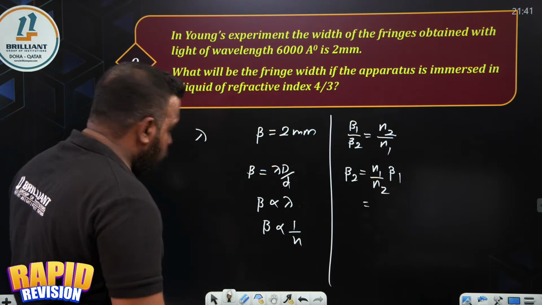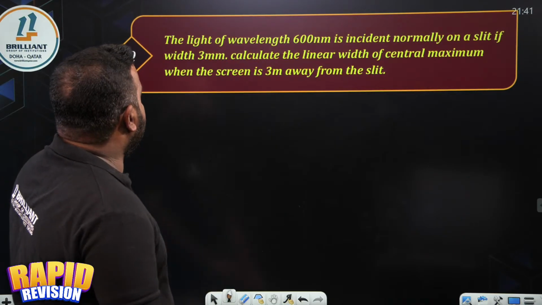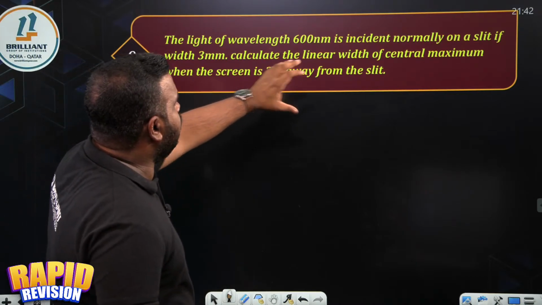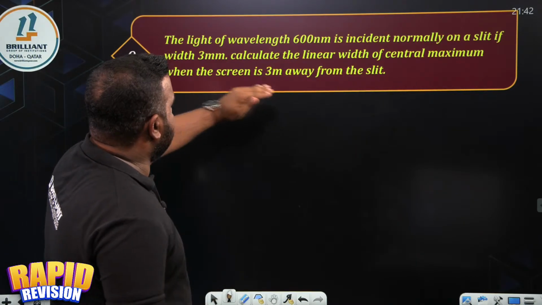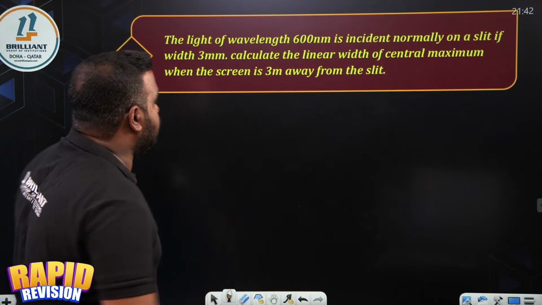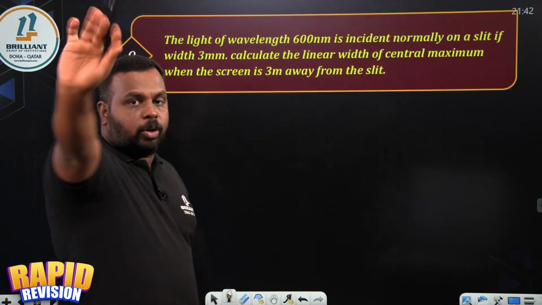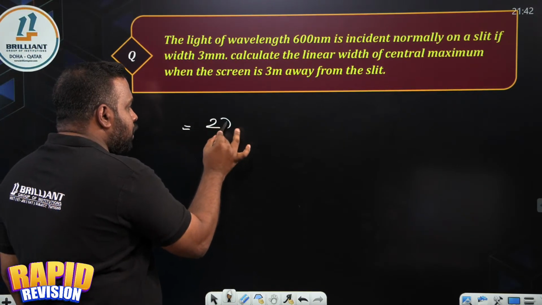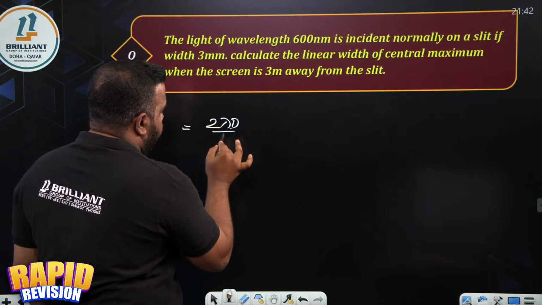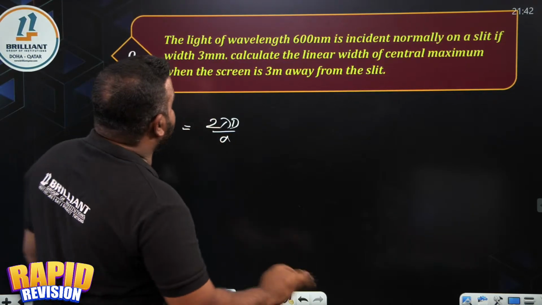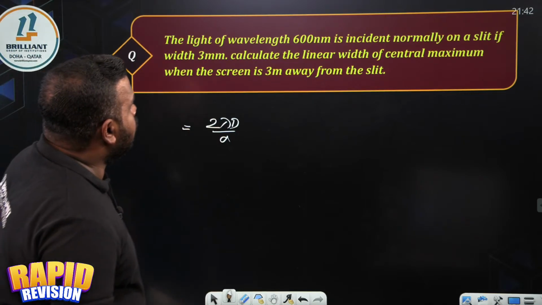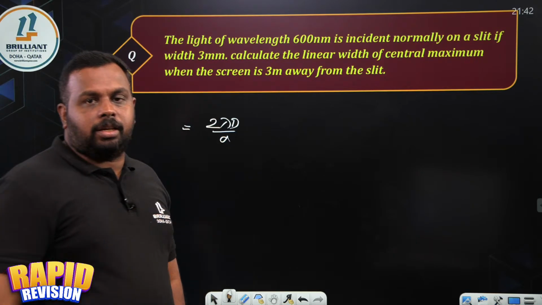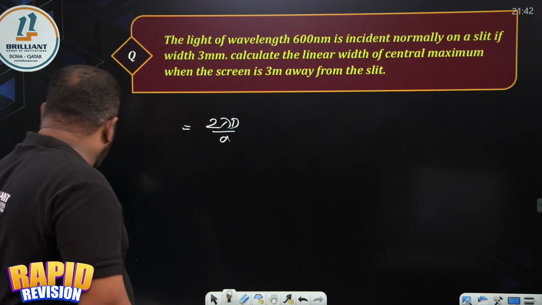Now next, light of wavelength 600 nanometer is incident normally on a slit of width 3 mm. Calculate the linear width of the central maxima when the screen is 3 meter away from the slit. Linear width of the central maxima, not the angular width, linear width only they are asking. So we have a formula: 2 lambda D by a. Everything is given. Lambda is 600 nanometer, D is 3 meter, a is 3 millimeter. Substitute and you can find the answer.